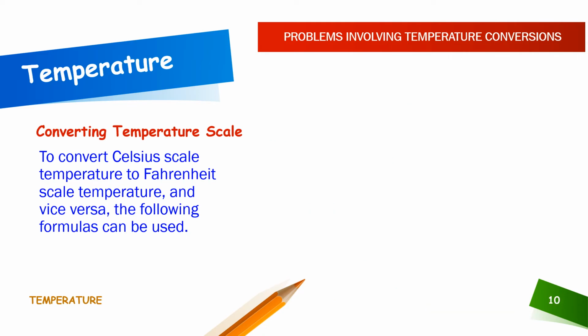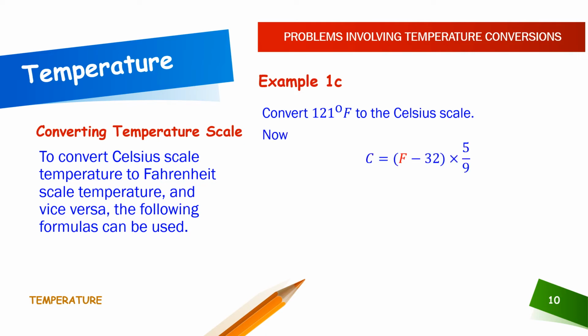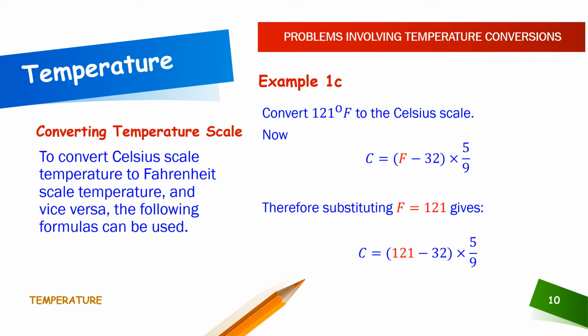And now for another example. Pause the video and have a go. Press play when you're ready to view the solution. So in this example, we're required to convert 121 degrees Fahrenheit to the Celsius scale. So let's bring over the formula for Celsius. C equals F minus 32 times 5/9. And substitute the value F equals 121 into this formula to give the temperature equals 45 degrees Celsius.